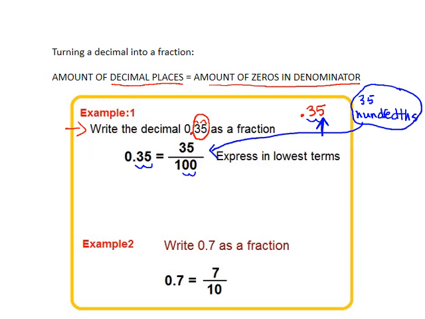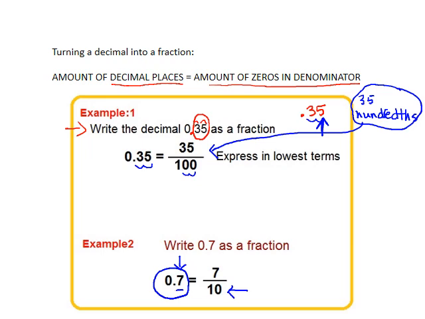Okay, let's look at example 2. 0.7. So how many decimal places are showing? Just one. So how many zeros in the denominator? Just one. What is the name of this here decimal?